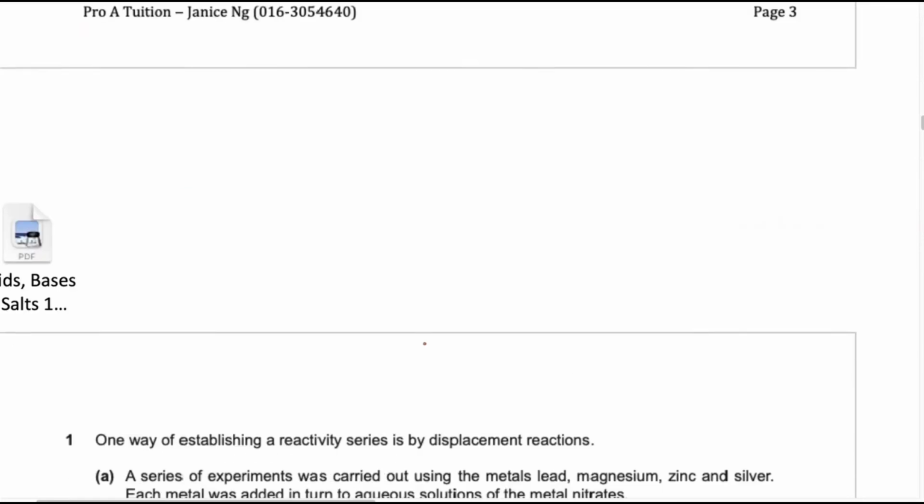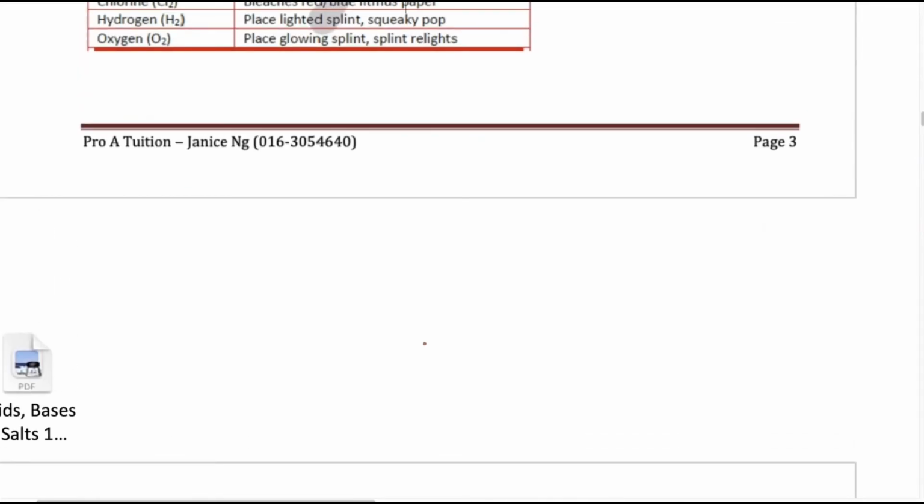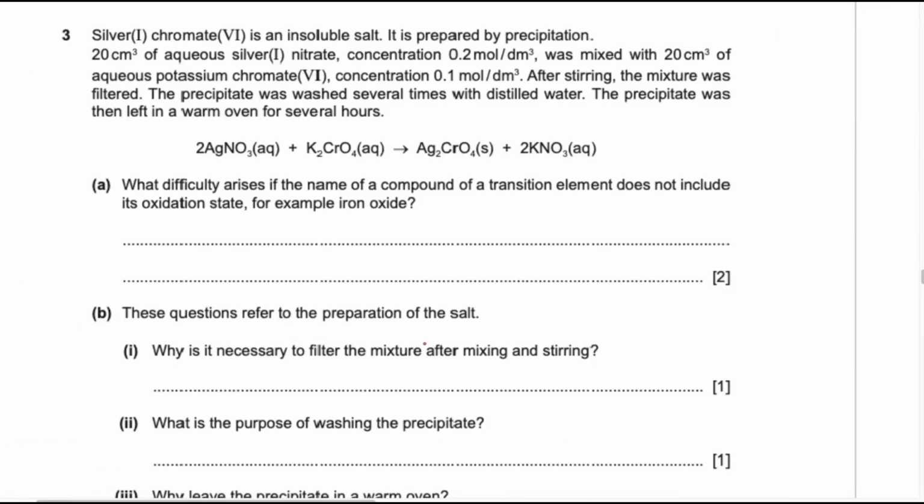Okay, so we finished the theory already. Now we have to practice. Question 3 will be suitable. Okay, so this question 3, let us see. Silver(I) chromate(VI) is an insoluble salt. This is the formula, silver(I) chromate(VI). Insoluble. That's why you see they put solid there. It is prepared by precipitation. You know, if you want to get an insoluble salt, you mix two soluble salts together, then they will form the insoluble salt.